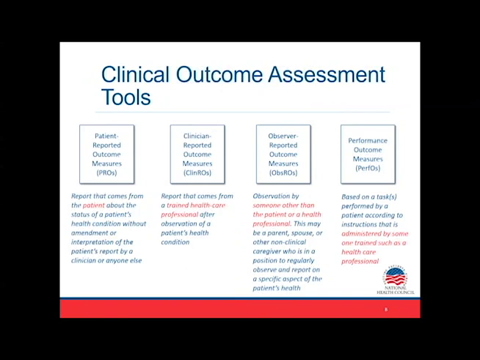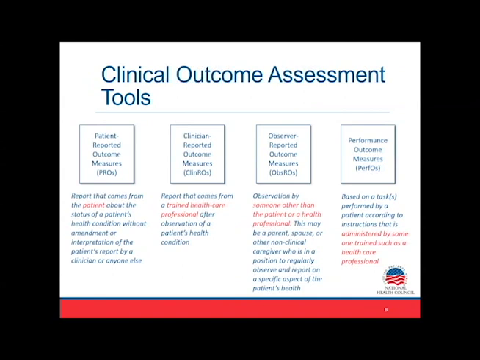So here are some of the tools, and again, this is information that comes from the FDA. The kinds of tools that get used in clinical outcome assessment include patient-reported outcome measures, so the topic for today that we really want to get to, and that's reports that come from the patient about the status of the patient's health condition without amendment or interpretation of what the patient says by a clinician or by anyone else. So it is the patient's direct report about how they feel or how they function.